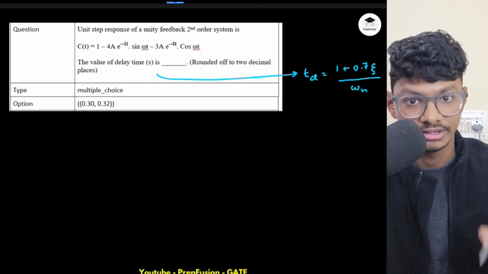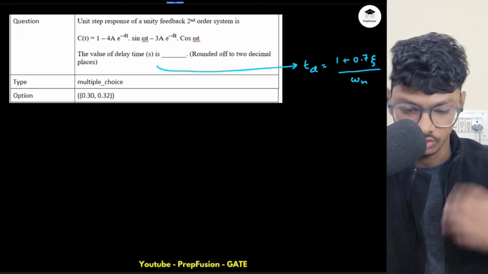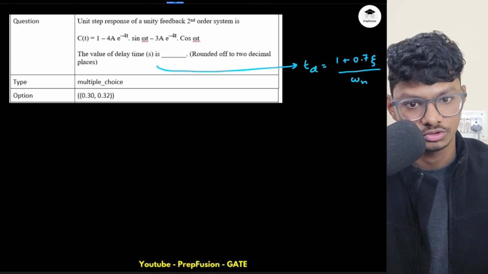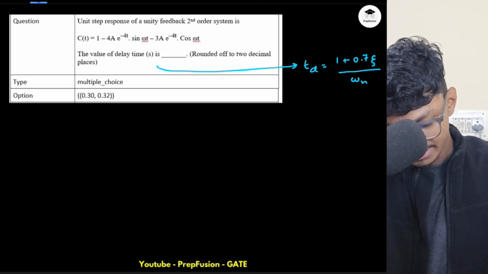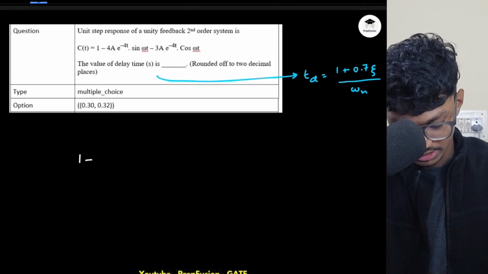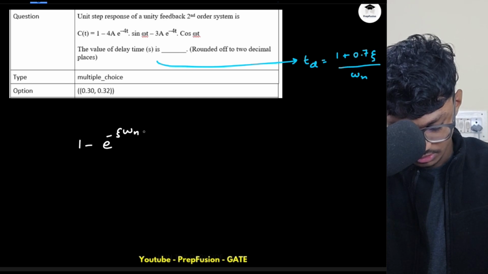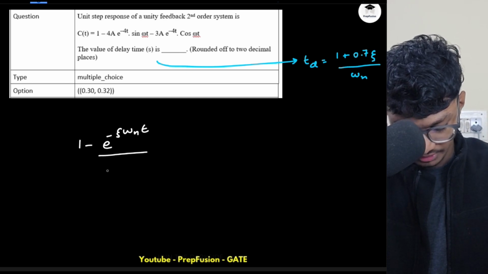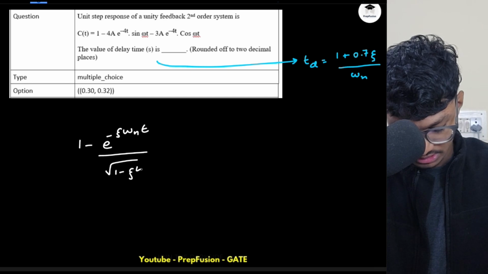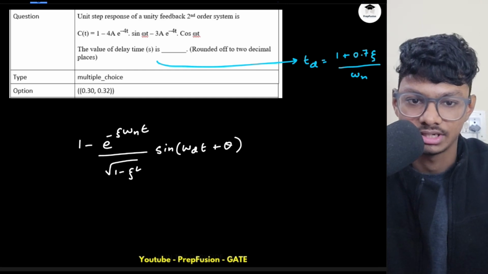And what was the formula? It is pi minus theta. What is theta? Theta is cos inverse zeta. So all these things you should interrelate and remember, put in your short notes. Now what is the standard second order system response? It is something like this: e raised to power minus zeta omega n t divided by square root of 1 minus zeta square, sine omega d t plus theta. Okay, this is the standard second order system.